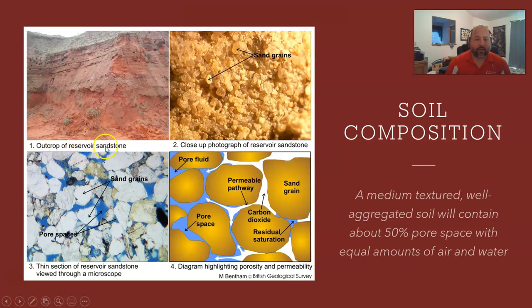Let's take a look at an example right here on the left of this reservoir sandstone. So here's an outcrop of reservoir sandstone. Close-up look at those sand grains. And then if we look at this reservoir sandstone through a microscope, here are our sand grains. So the same thing that we're looking at here, we're looking at the sand grains here. And then we've got these big pore spaces, which are filled with water right now. Those are macropores. And then we also have smaller micropores as well.